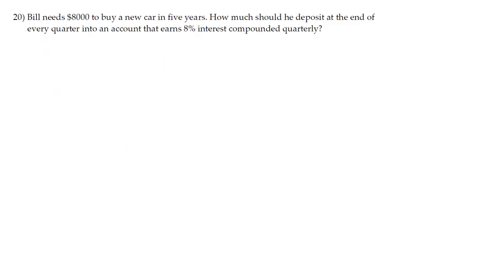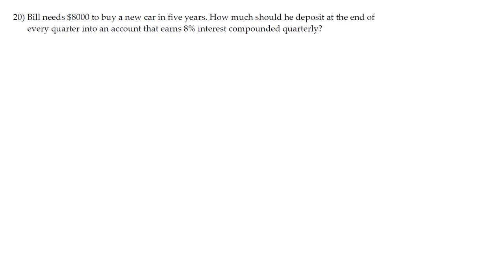All right, so in this question, we have an example of a future value problem. And so Bill needs $8,000 to buy a new car in 5 years. So he wants the future value to be $8,000. He has 5 years to get there. How much should he deposit at the end of each quarter into an account that earns 8% interest, compounded quarterly, so that he can get that $8,000 in the future?